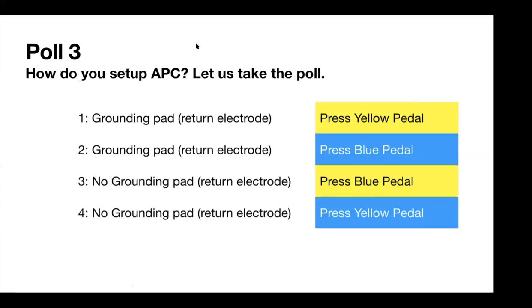Hi, everyone. Sure, absolutely. So APC, we have to first recognize what type of polarity we're dealing with, and APC is a monopolar type of device as opposed to a bipolar type of device. That means this would necessitate the use of what was formally known as the dispersive electrode, or what we colloquially call the grounding pad, so to speak.